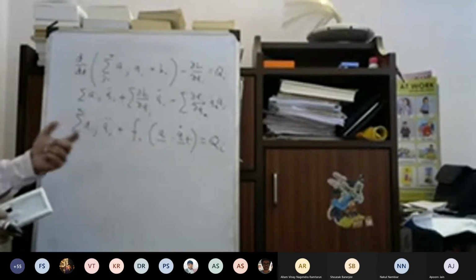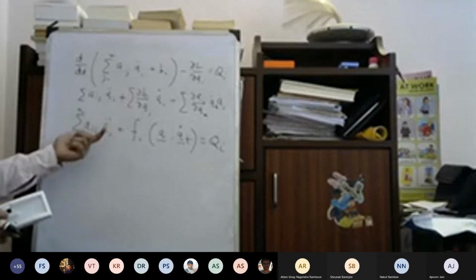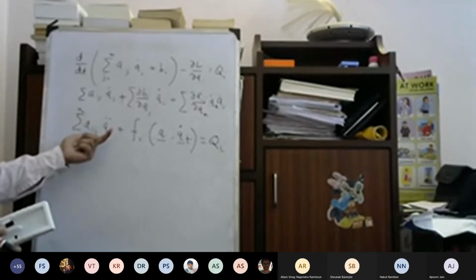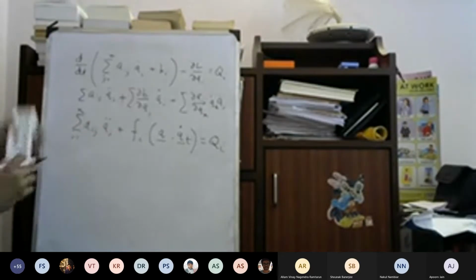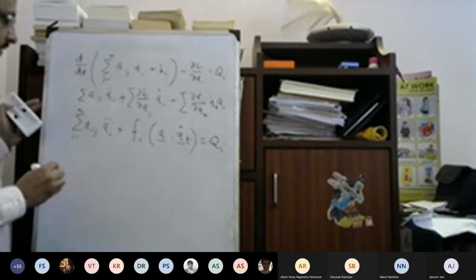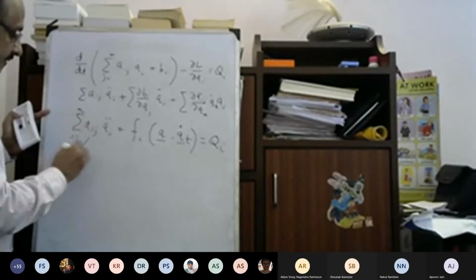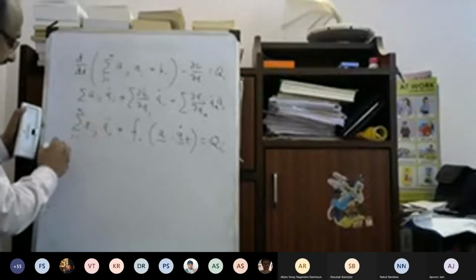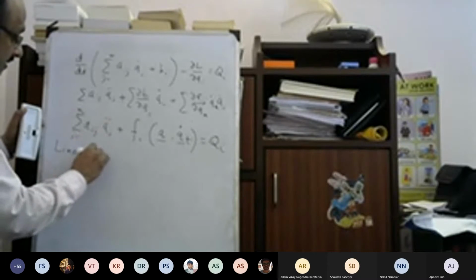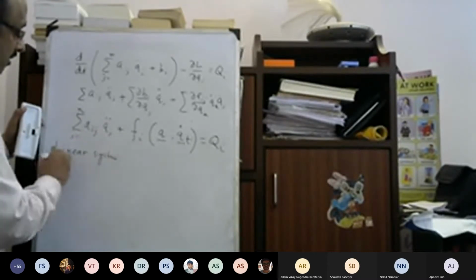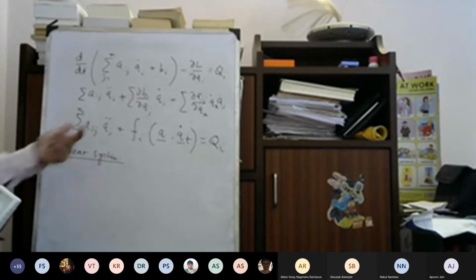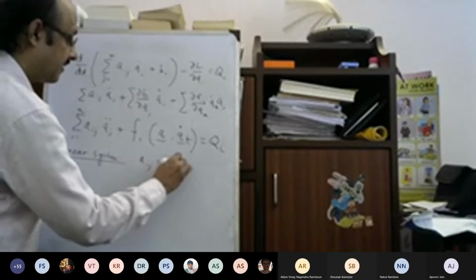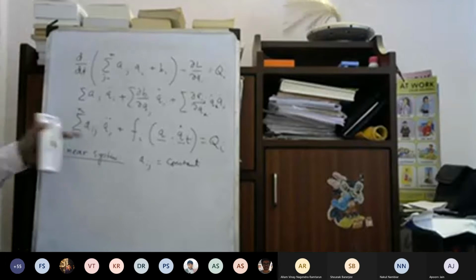And Aij's may also be functions of the coordinates qi. Now, when we have to have a linear equation, in general this is a function of q's, but for a linear system, this term Aij must be constant, or at most a function of time only.